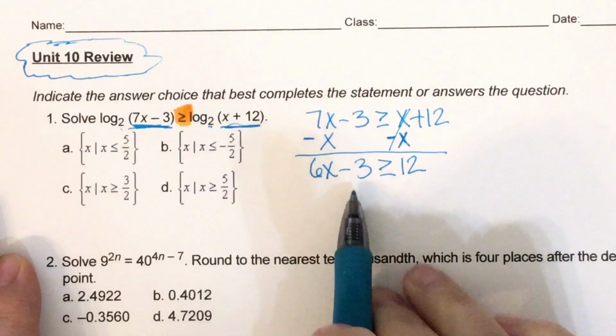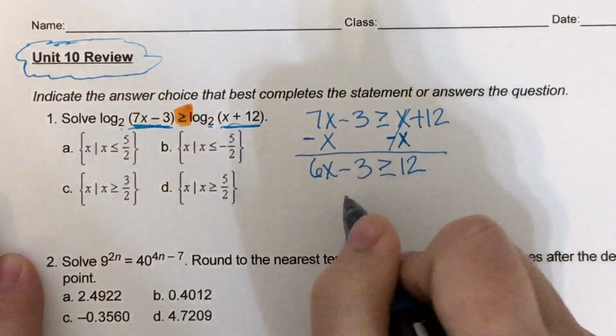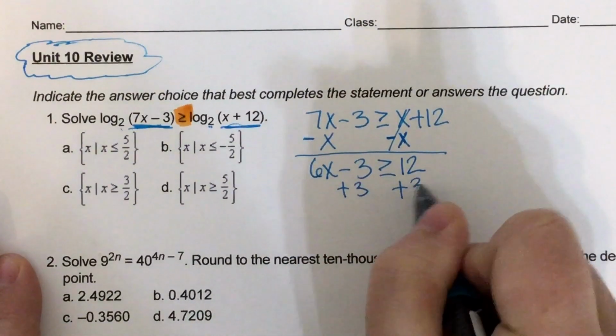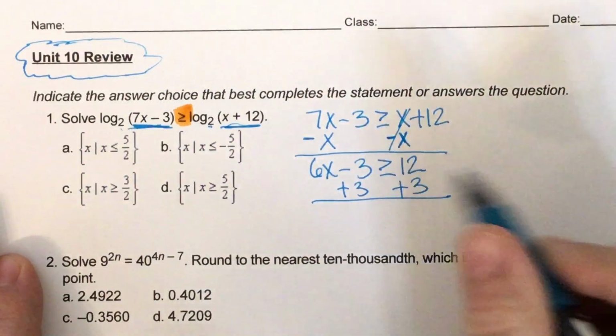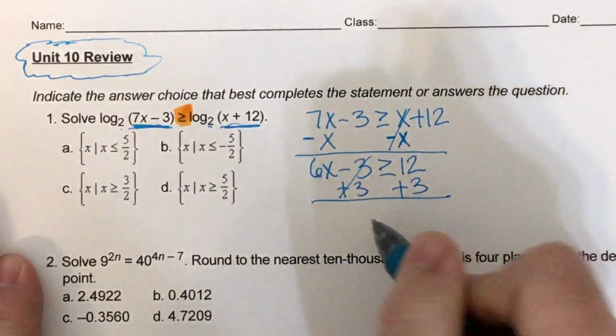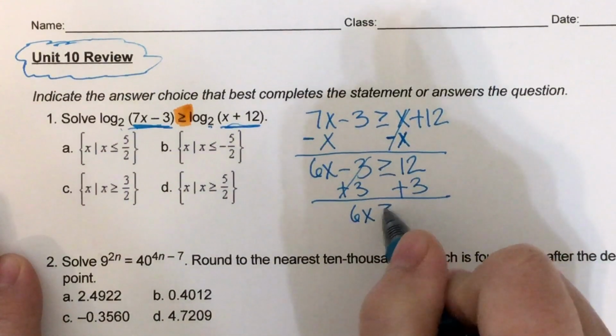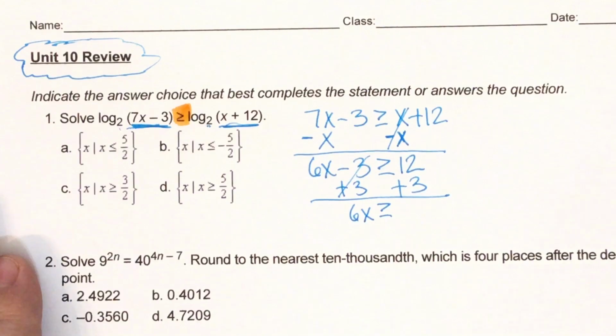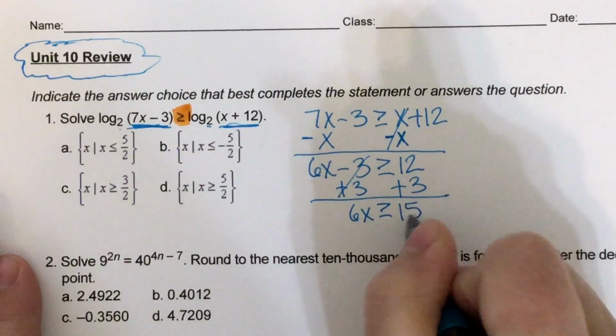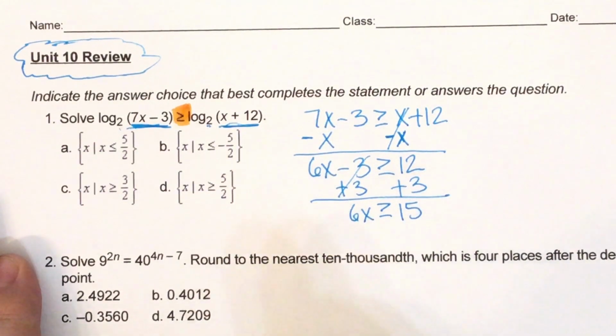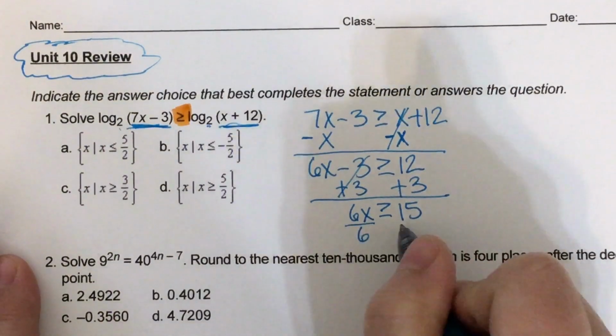Okay, next I'm going to move the minus 3 to the other side. So I'm going to add 3. When I do that, that zeroes out, the 6x drops, the inequality drops, and 12 plus 3 is 15. And then to undo multiplication, I divide. So I divide both sides by 6.